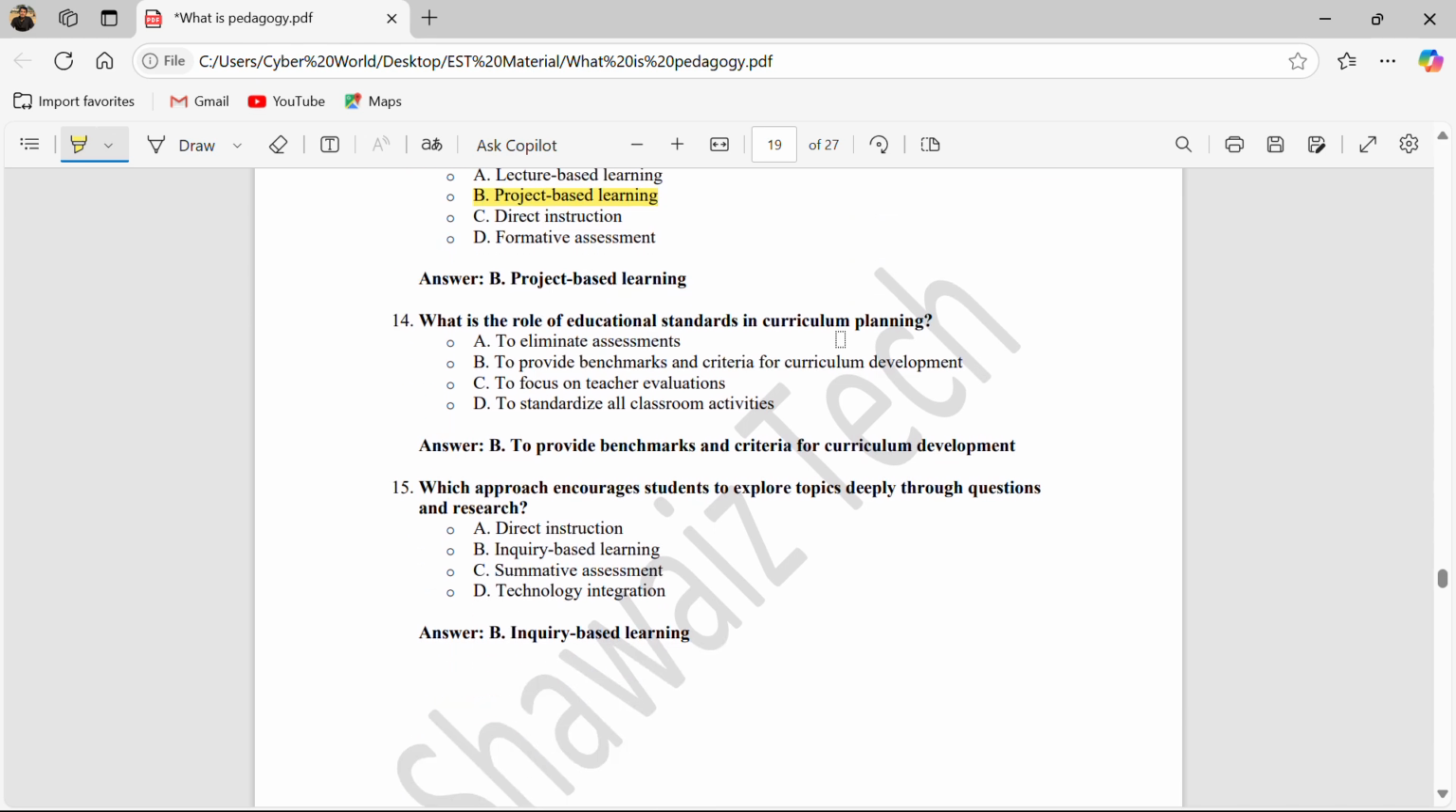What is the role of educational standards in curriculum planning? To focus on teaching evaluation? No, to provide benchmarks and criteria. Yes, for standards you have to set benchmarks and criteria. And which approach encourages students to explore topics deeply through questioning and research? We know that through questioning and reasoning, this is known as inquiry-based learning.